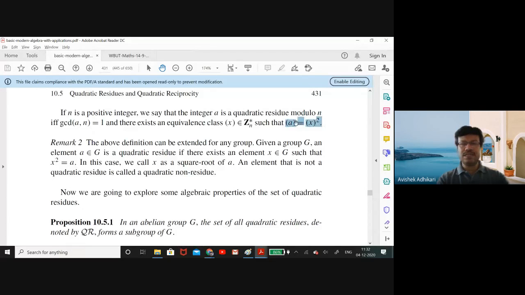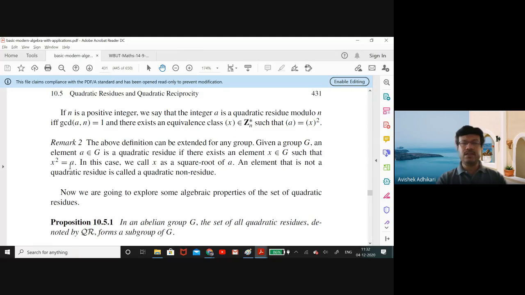So this is class [a]. If there exists some element, class [x], whose square is class [a], then we call a a quadratic residue modulo n. Now this can also be further extended to any arbitrary abelian group. Of course, finite, you can say, not necessarily finite, so you can deal with any commutative group. Given a group G, an element a is a quadratic residue if there exists an element x such that x squared equals a.